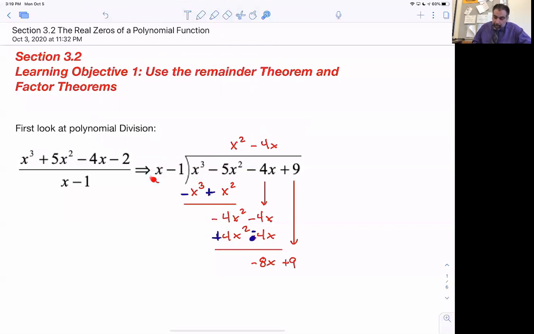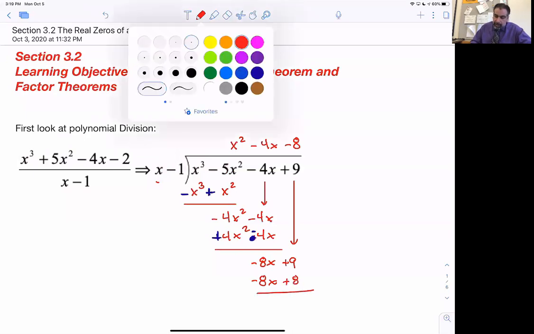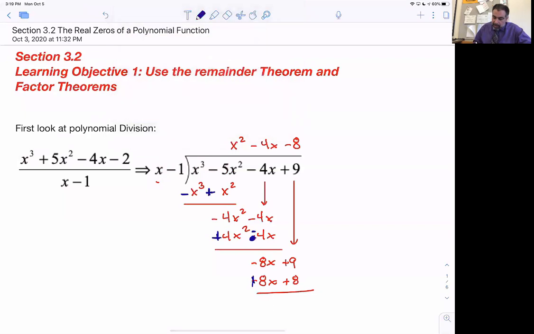Again, what do I multiply this x by to make -8x? So that's going to be -8. And now we want to distribute that. -8 times that x is going to get us -8x. And then we're going to do that -8 times that -1, and that's going to give us +8. At this point in time, we do it again. We change the signs and add. And when we do that, we end up with a +1. What that means is we have a remainder of +1.